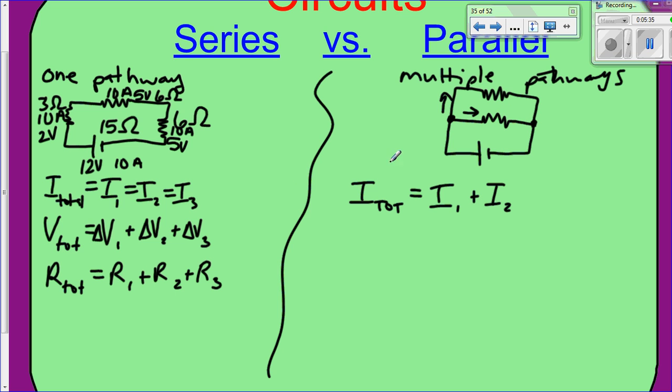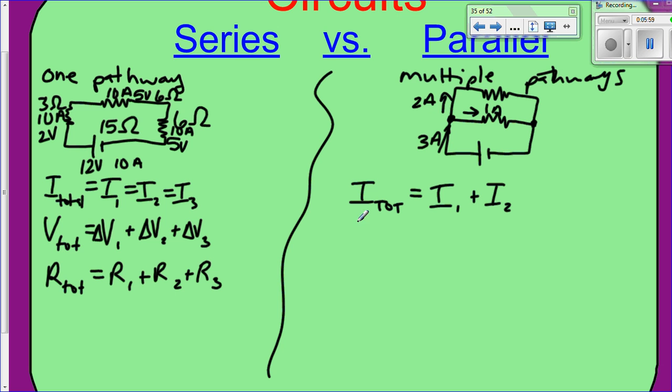That makes sense because let's say the current right before the junction was 3 amps. When it splits, and it's not going to necessarily split evenly, let's say 2 amps goes up this way. Well, then how much current is going across the branch here? It must be 1 amp. And so the total current in the entire parallel circuit must equal the individual currents added together.